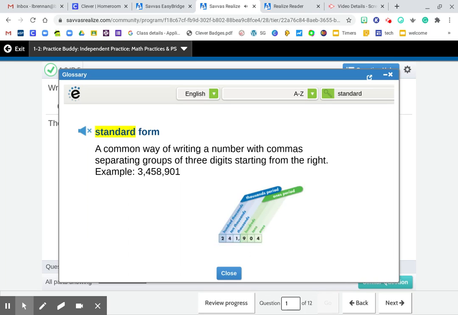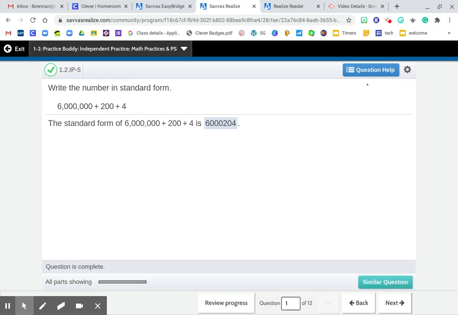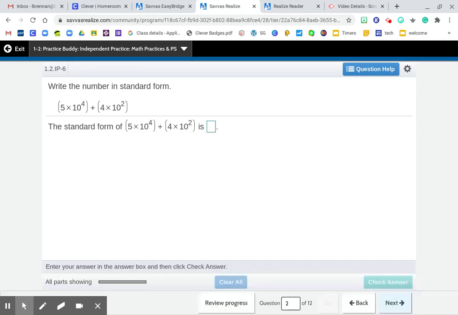Standard form. A common way of writing a number with commas separating groups of 3 digits starting from the right. So that will help you. That's called the glossary. The glossary is like a little dictionary built in. And remember, you have the math tools in there to help you. And you've got 2 different animations in there. So you want to try to be as independent as you can and try to ask your family for help or me after you've helped yourself a little bit.